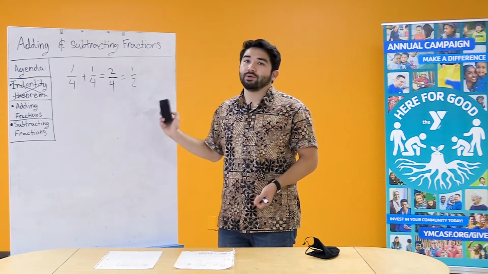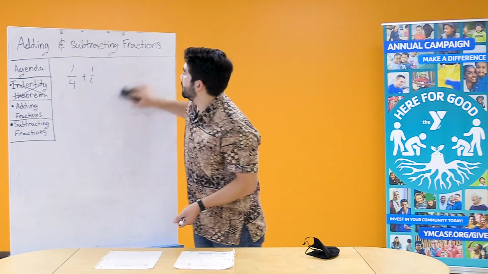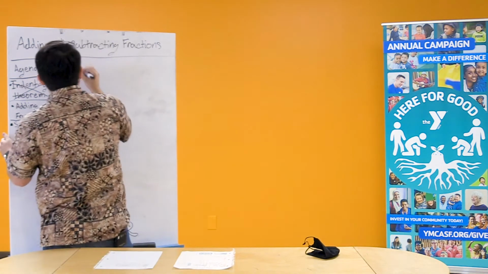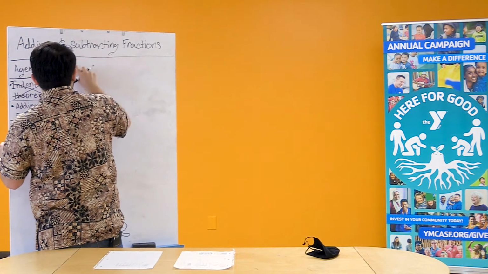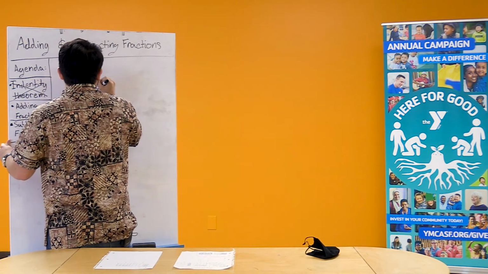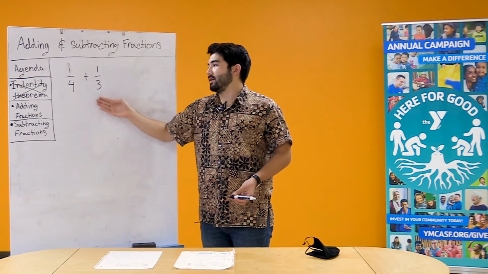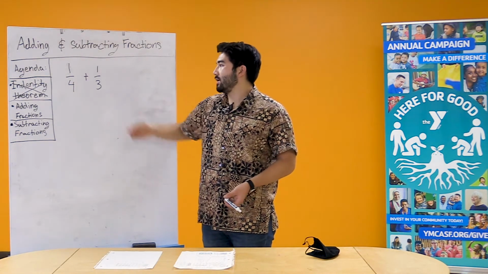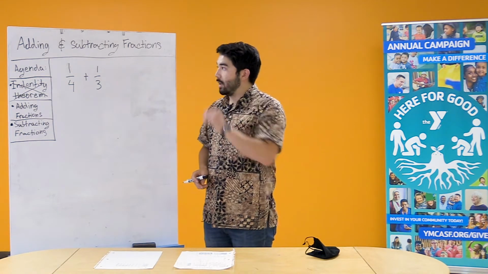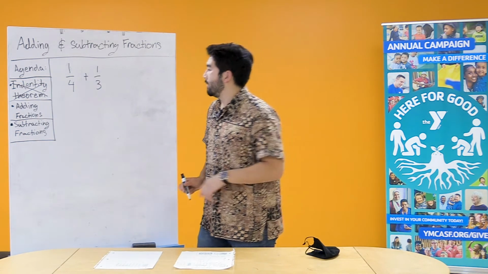Okay, so that was a pretty basic addition problem. Let's try one that's a little bit harder. So instead of doing one with the same bottoms, we're going to have fractions with different bottoms. So the reason it's important that the bottoms are different is so that we cannot add straight across. We actually have to change the way our fractions look in order to add them. But before we get there, let's solve this problem using our diagram.